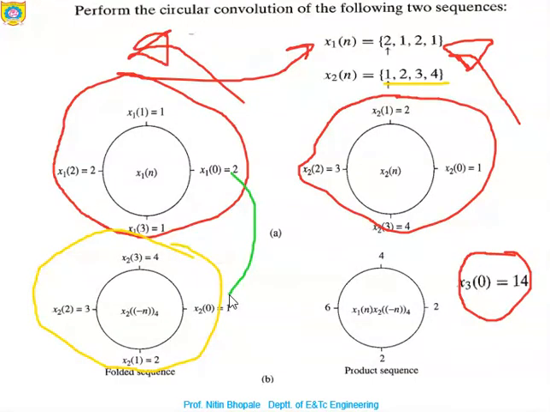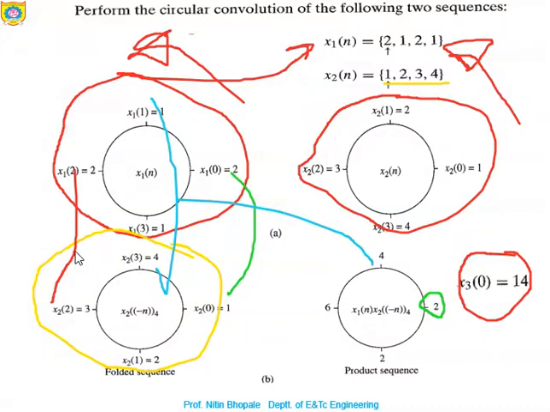So x1 of 0 will be multiplied with x2 of 0: 2 into 1 results in the value 2. The next value is 1 into 4, which results in 4. Similarly, the next is 2 into 3, which results in 6. Next is 1 into 2, which results in 2.